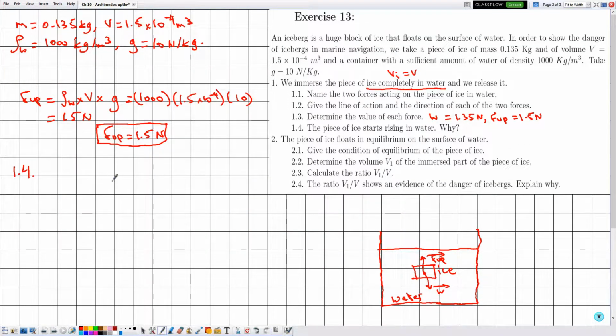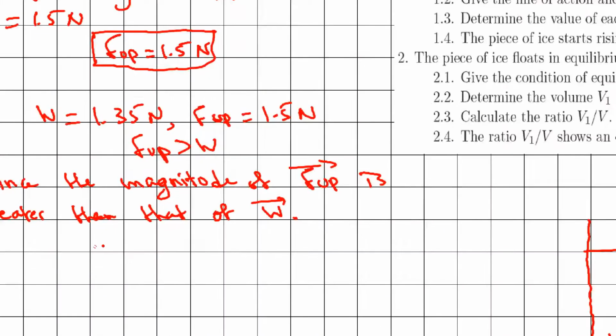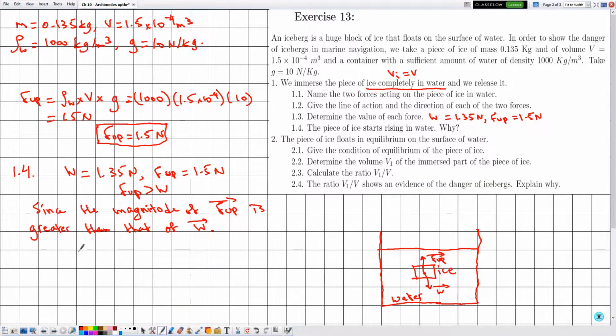So first let's compare the magnitudes. W is 1.35 newtons, and the value of F upthrust is 1.5 newtons, which means that F upthrust is greater than W. And since the magnitude of F upthrust is greater than that of W, for this reason the piece of ice starts to rise.